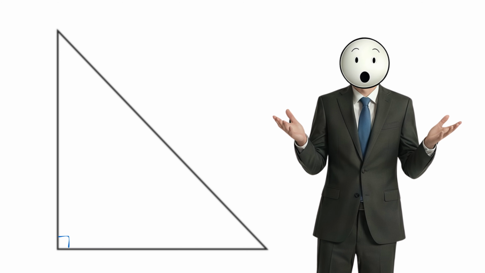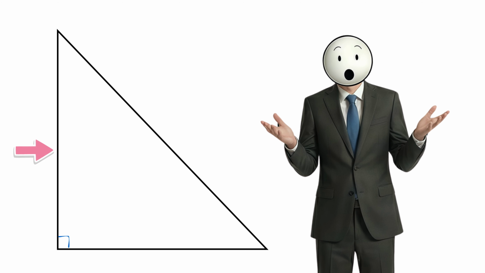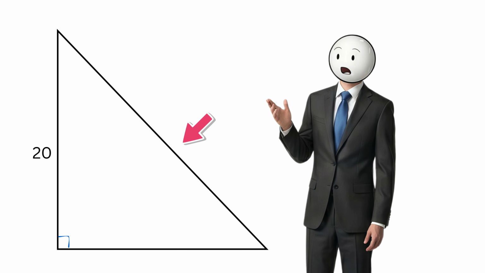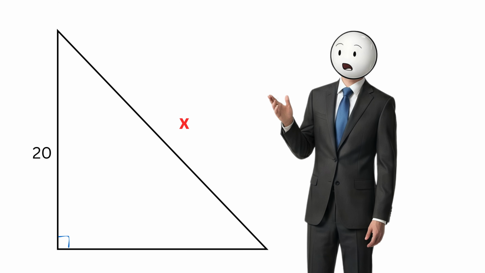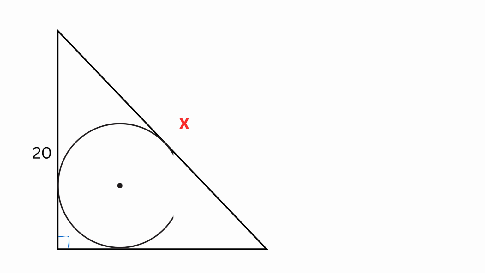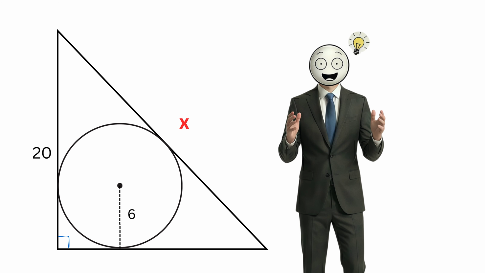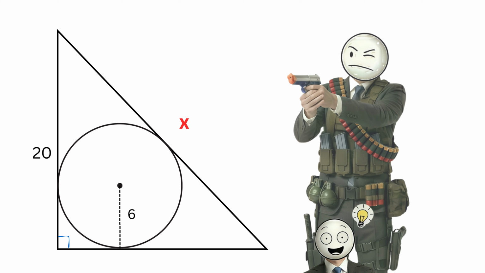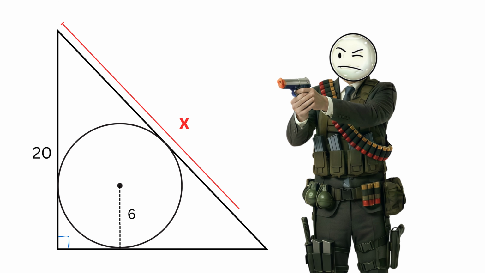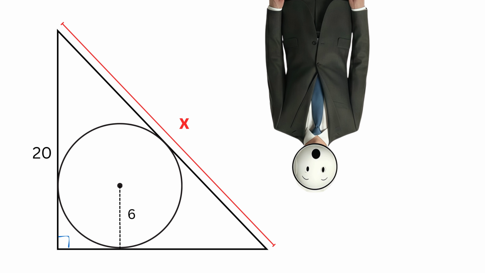We have a right-angled triangle where one of the legs is 20 units long and the hypotenuse is labeled as x. Inside this triangle, we have an inscribed circle with a radius of exactly 6. That is all the information we are given. Our goal is to find the value of the hypotenuse, x. Can you figure it out?